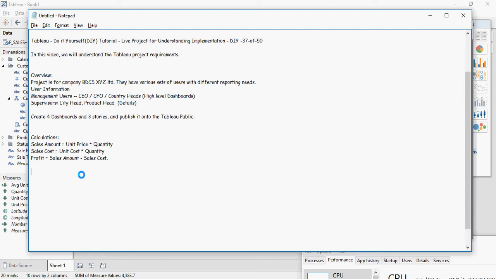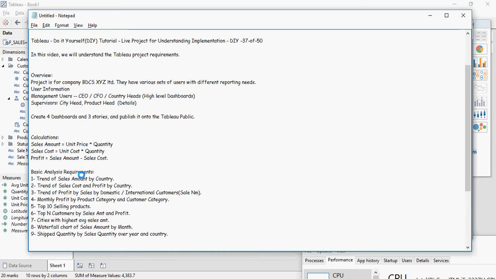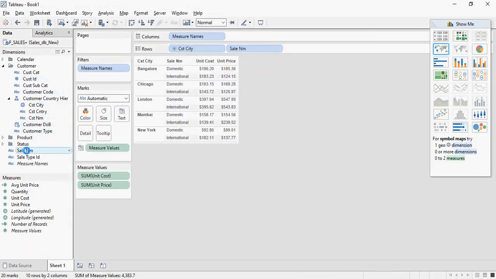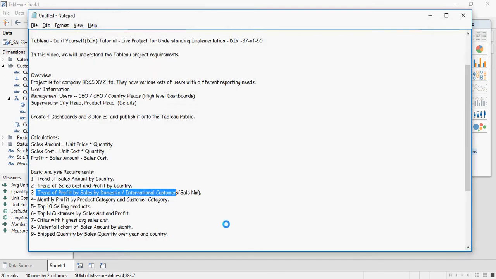Now, the basics, what is required is this. First is trend of sales amount by country, then trend of sales cost and profit by country, and trend of profit by sales for domestic and international customers. For this, you see the sale name, which will tell you if a sale is domestic or international. Then monthly profit by product category and customer category. Next, top 10 selling products, top 10 customers by sales amount, cities with highest average sales amount, and a waterfall chart of sales amount by month.